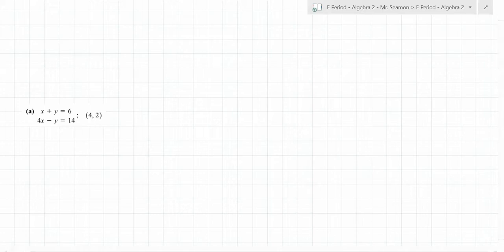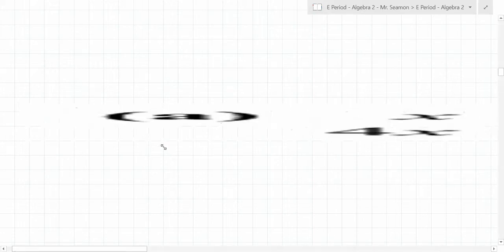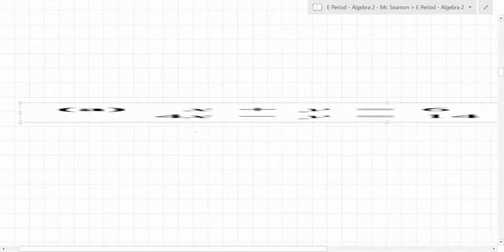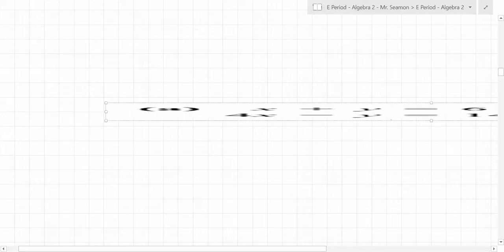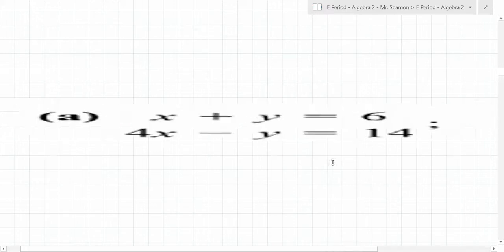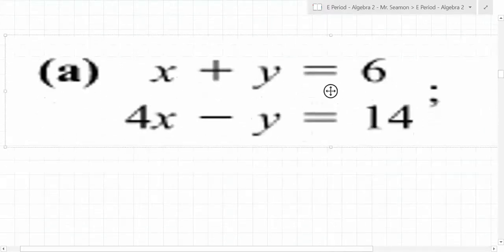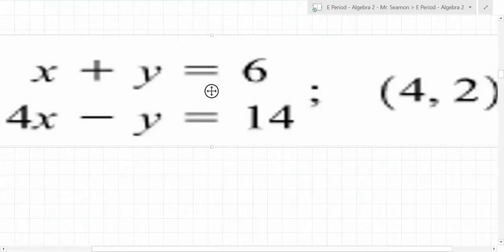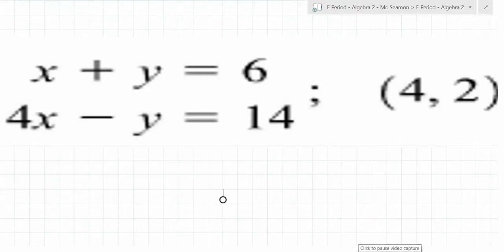So here's an example right here. So let's say I gave you this system and made it really impossible to read. Ooh, and really, really hard to read. Let's see if I can mess this up even more. I definitely clicked on, why does it allow me to do that? I don't know. Here's a system for you, and there's the point. By yourself, do not say this out loud, tell me if that point is a solution to that system.